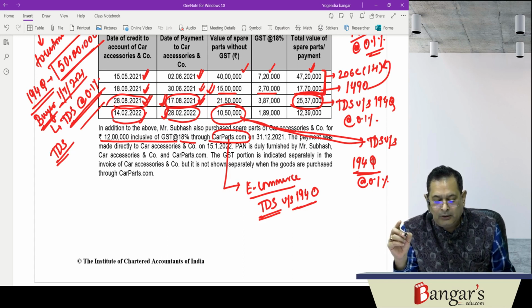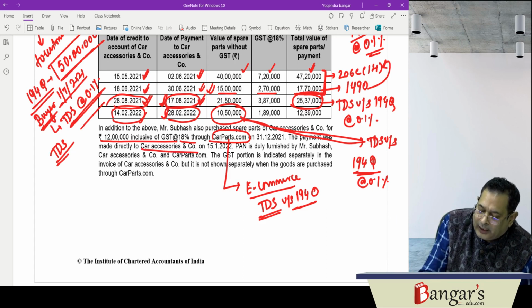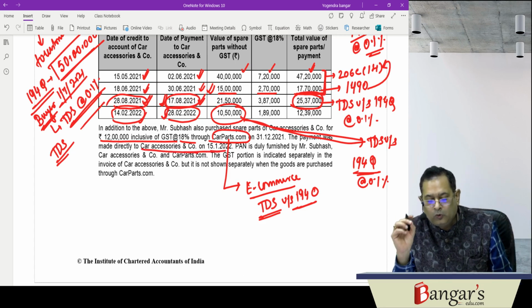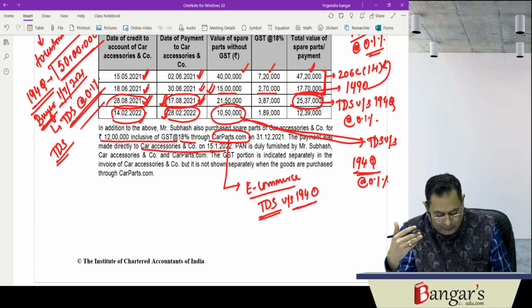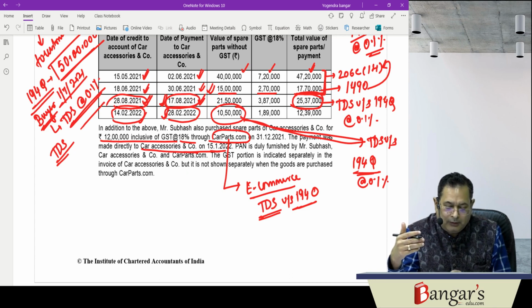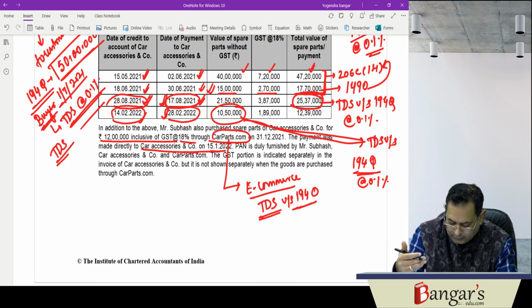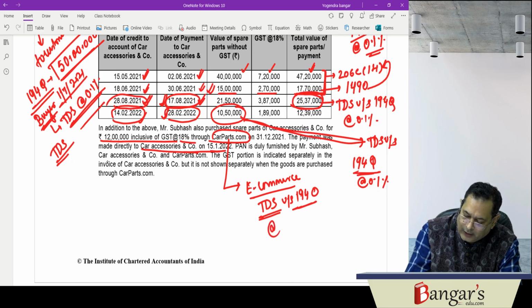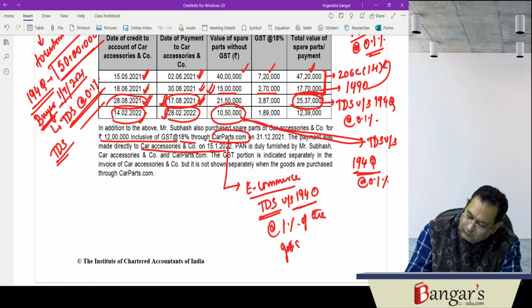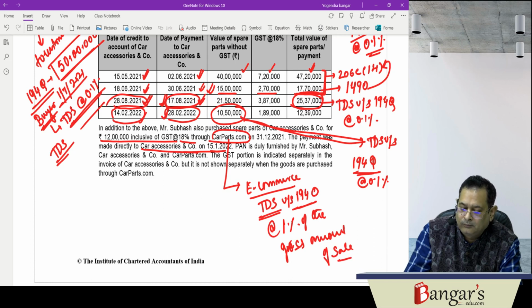Now the payment has been made directly to car accessories and company on 15/1/22. So even if the payment has been made directly, then also the e-commerce operator will be required to deduct tax at source. The deduction of tax at source will be at the rate of 1% of the gross amount of sale or service.